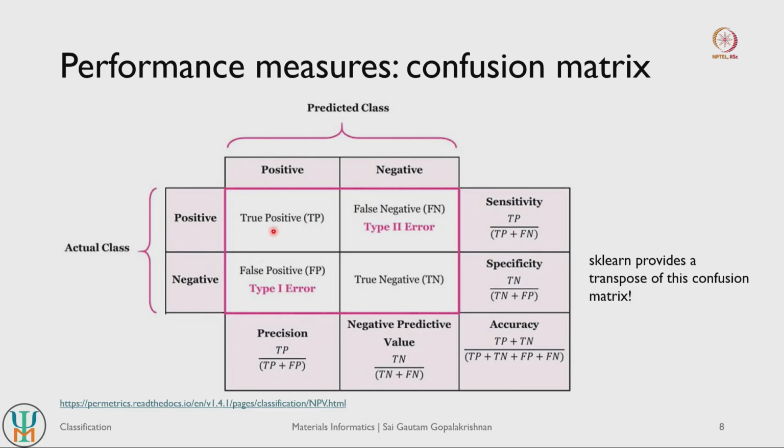Now we can have 4 types of predictions possible. One is that the model is predicting it to be true and the actual value is also true, so we call this true positive. The second is that the model is predicting something to be negative and the actual value is also negative, and this is referred to as true negative. In principle we want to maximize these predictions as much as possible, so true positive and true negative we want to maximize.